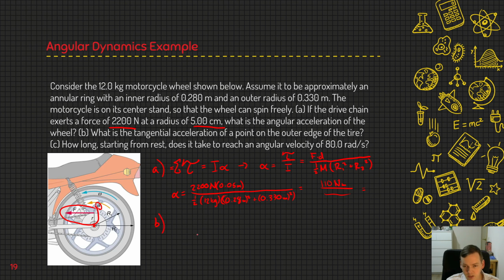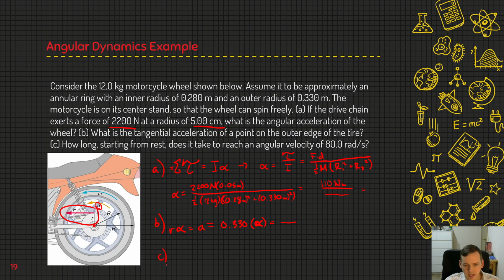B, what's the tangential acceleration for a point on the outer edge of the tire? Well, we know that R alpha equals tangential acceleration or linear acceleration. So that means that a is just equal to the outer radius of 0.330 times the alpha that we get from above. And again, if you've got alpha, you can easily solve for a here. If you want me to go through this in class, you can pull it up and I'll be happy to.